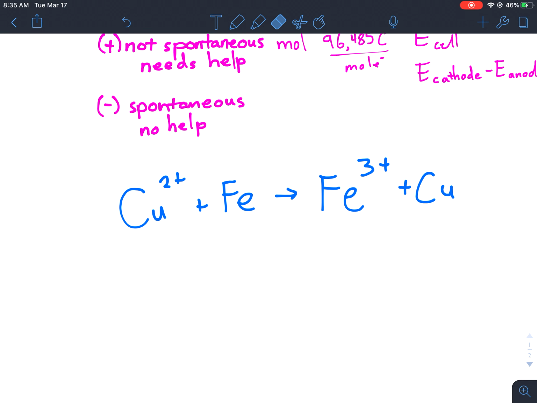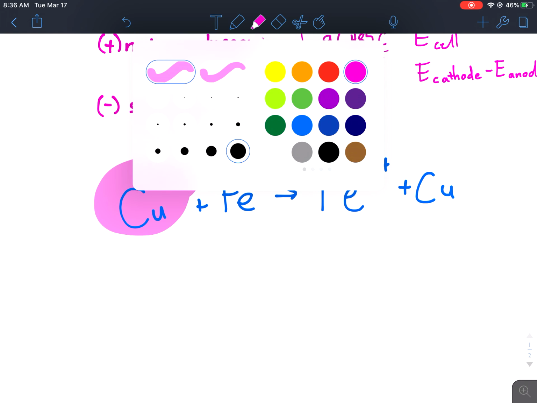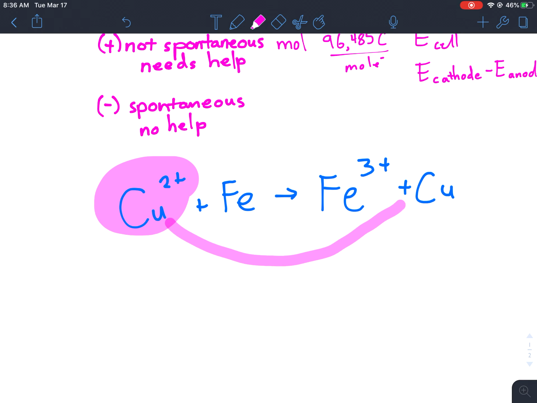Let me give you an example. I picked two things here. I actually don't know if these were good choices, but all right. The Cu2 plus is becoming Cu. The Fe is becoming Fe3 plus. So I want you to think what's happening here. Cu2 plus to become Cu neutral, right? The Cu ion to become Cu atom. It was positive, now it's neutral. So what did it do? It gained an electron.